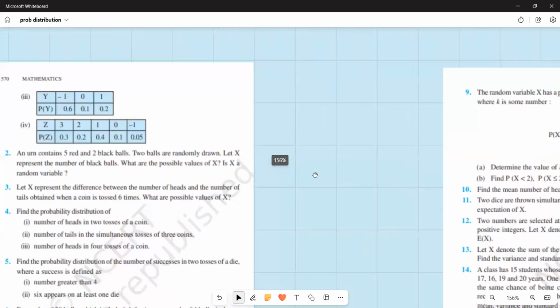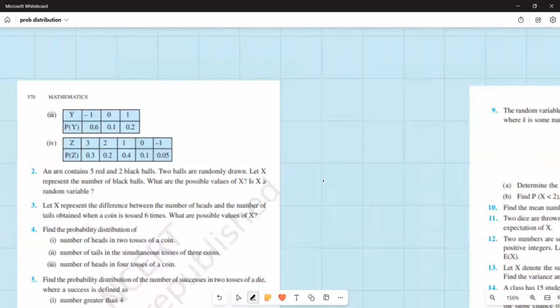Then the third one. If you add 0.6 plus 0.1, 0.7 plus 0.1, 0.9, it is less than 1. So this is not. Then next, 0.3 and 0.2, 0.5, 0.9, 1.05. It is greater than 1. So this is also not. The sum of the probabilities Px should be 1. Remember, and any value of the probability Px, not the random variable, can't be negative. So these are the reasons.